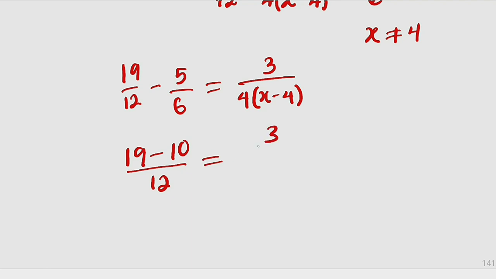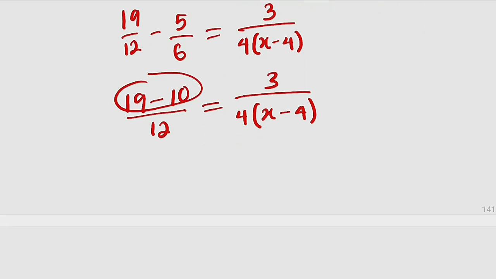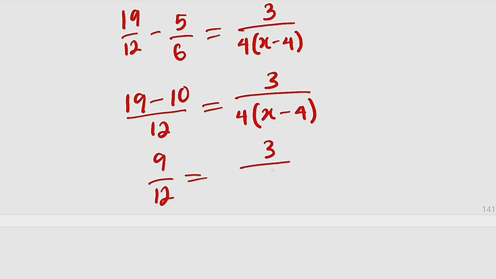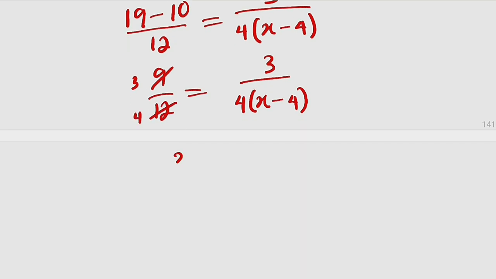This is equal to 3 divided by 4 multiplied by x minus 4. All right. 19 minus 10 is 9, divided by 12, equals 3 divided by 4 multiplied by x minus 4. And you can see that 3 can divide 9 exactly 3 times, and 3 can divide 12 exactly 4 times. So we have 3 divided by 4 equals 3 divided by 4 multiplied by x minus 4.